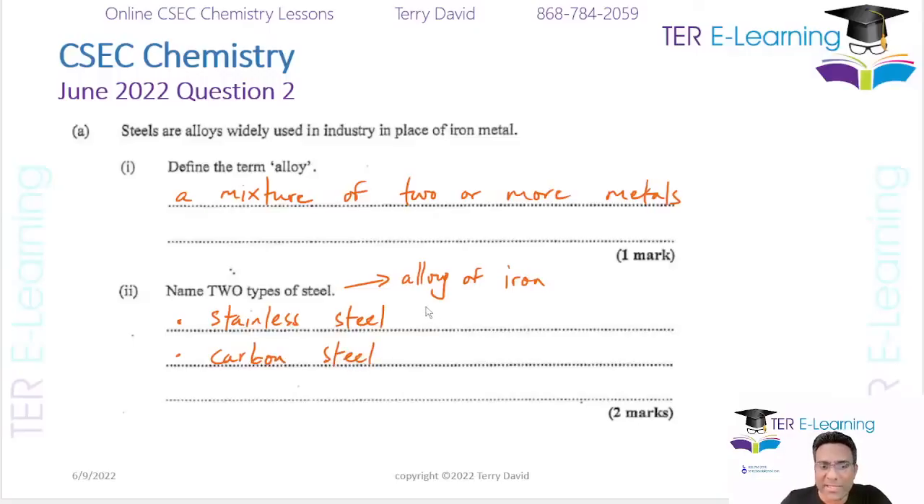Now, in the case of stainless steel, it's a mixture of iron and chromium, right? And the reason why they add chromium to the steel is that it makes it resistant to corrosion. That's what they're saying here. And in the case of carbon steel, that is a mixture of iron and carbon.